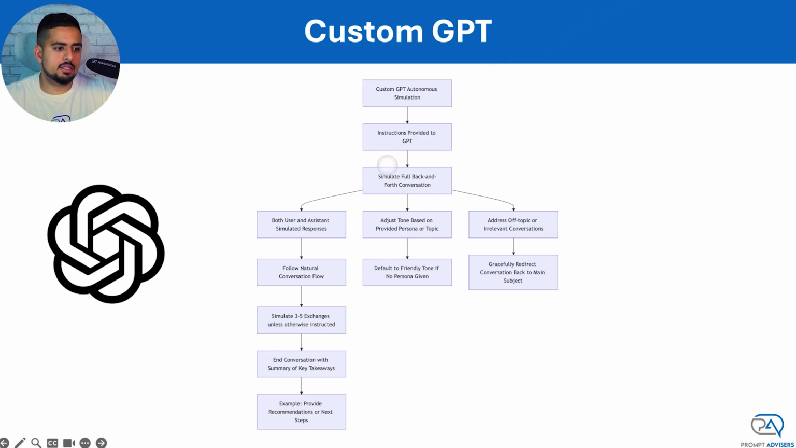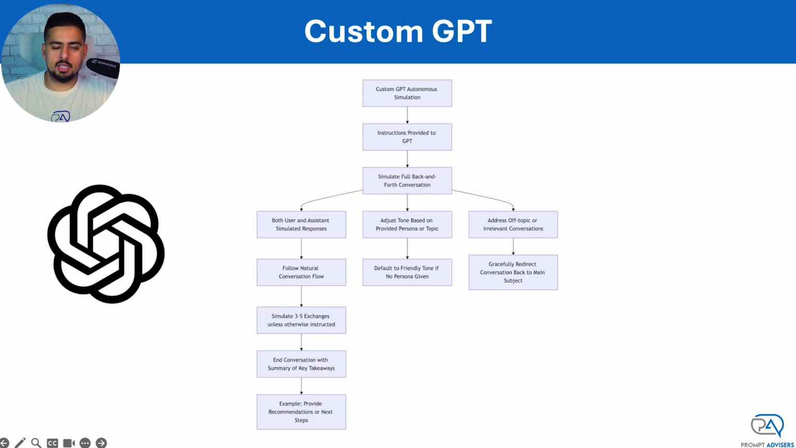So if we go into the details here, instructions are provided to the GPT, and then it's told to simulate a back and forth conversation. At times, depending on your prompt, it'll ask you, do you want me to adjust the tone based on the persona or topic, or address off-topic or irrelevant conversations? And then it's instructed for both the user and assistant to simulate responses to each other, building on each other. And then you want to follow a natural flow of conversation. And I tell it, try to simulate 3 to 5 different exchanges unless otherwise instructed.